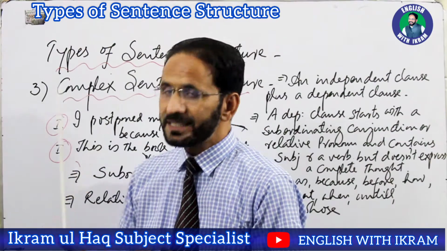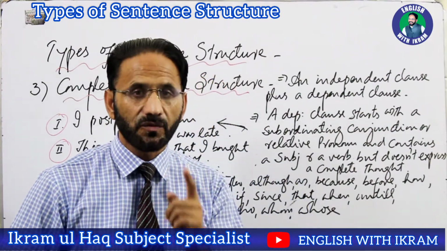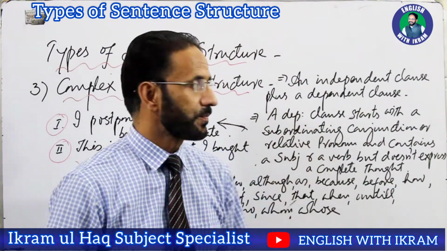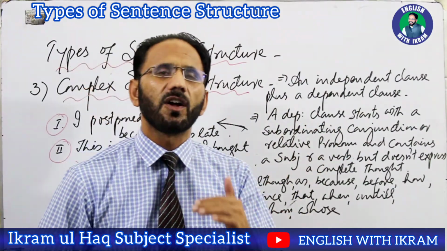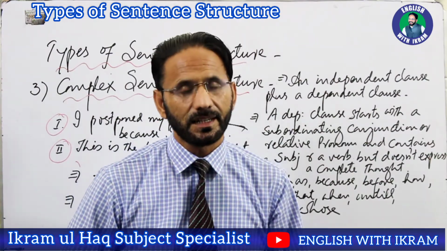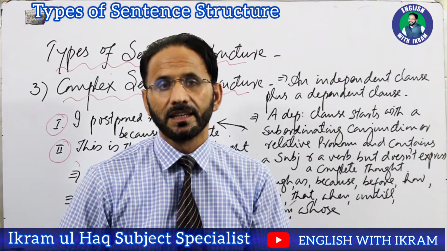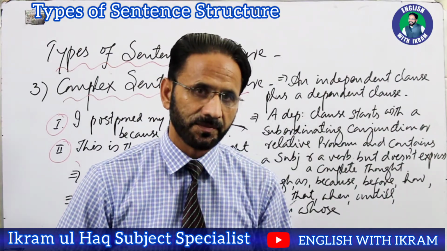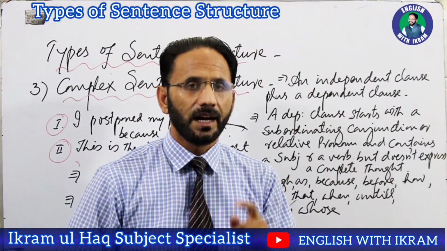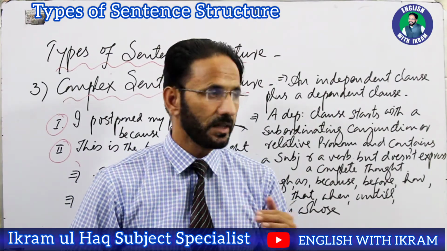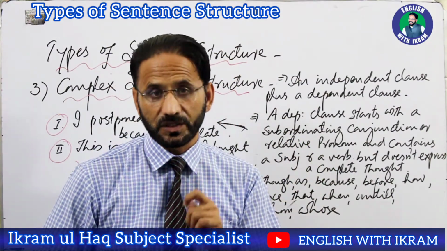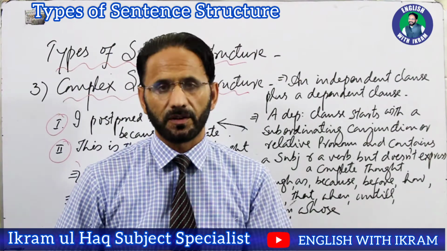So this is the complex sentence structure, which consists of one independent clause and one dependent clause. And what is a dependent clause? A dependent clause normally starts with a subordinating conjunction. Again, another type of conjunction, and I have discussed in detail the different types of conjunctions. You have to watch that video for the concept of conjunction. And a dependent clause starts with either a subordinating conjunction or with a relative pronoun.